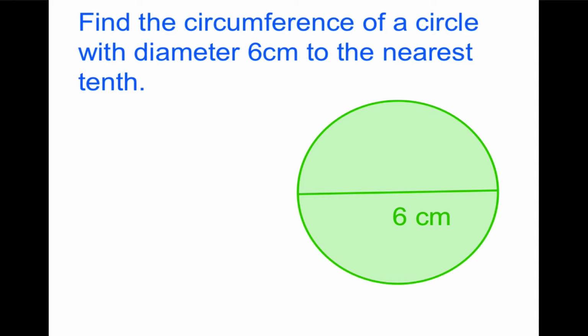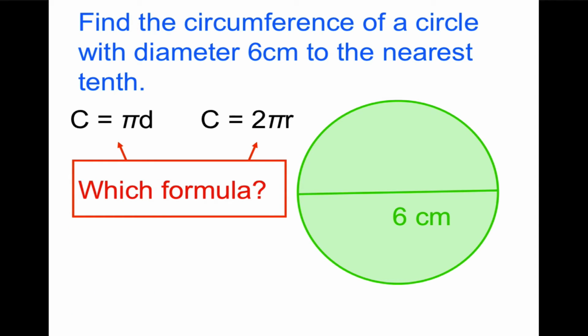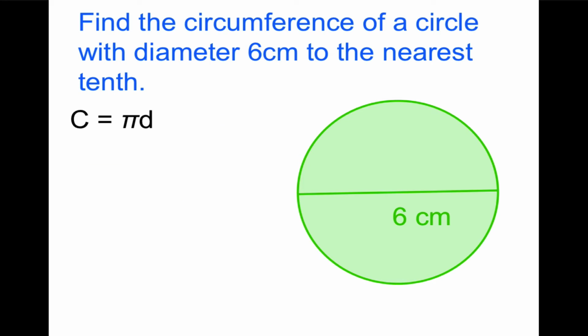Here's an example. Find the circumference of a circle with diameter 6 centimeters to the nearest tenth. So we want to take our answer and round it to the nearest tenth. So first of all, we have a choice of formulas. We could use the circumference equals pi times diameter or circumference equals 2 pi r. Which formula should we use? Well, that's right. In this case, we want to use pi d because we know the diameter and not the radius. Okay, so plugging into pi d, we know the diameter is 6.